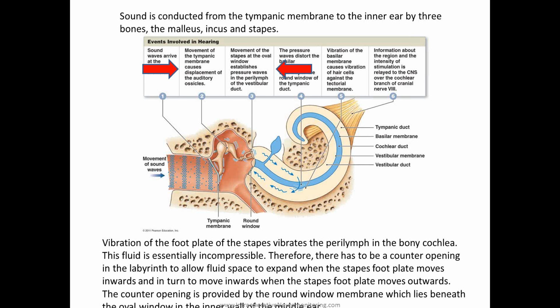So the vibration of the footplate of the stapes vibrates the perilymph in the bony cochlea. This fluid is essentially incompressible. Therefore, there has to be a counter opening in the labyrinth to allow fluid space to expand when the stapes footplate moves inward, and in turn to move inward when the stapes footplate moves outward. This counter opening is provided by the round window membrane, which lies beneath the oval window in the inner wall of the middle ear. So if the oval window is being pushed in, then our round window is being pushed out. It's that counterbalance.